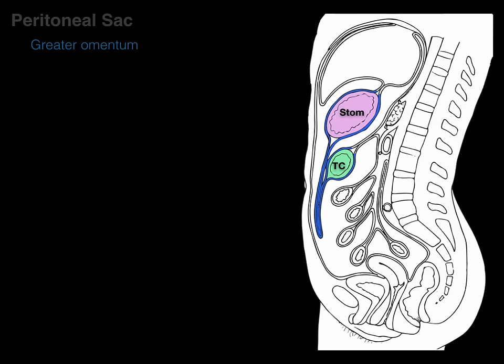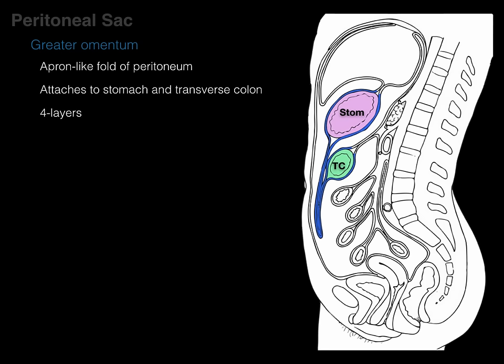So the greater omentum is a part of the peritoneum, this apron-like fold of peritoneum, and it attaches between the stomach and transverse colon primarily, and it has four layers. And so there we have this apron-like peritoneum that drapes over the intestines and organs of the abdominal cavity, and it attaches to the stomach here, and then also to the transverse colon there, and together it now makes this greater omentum.